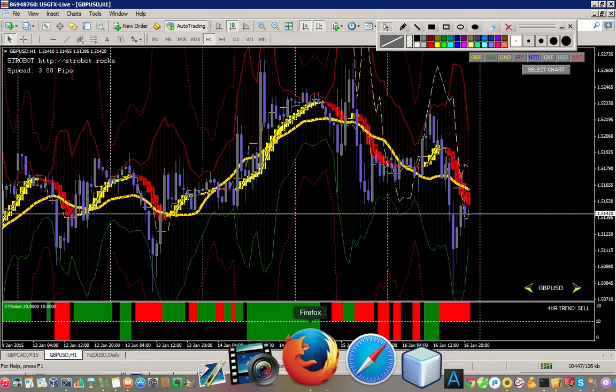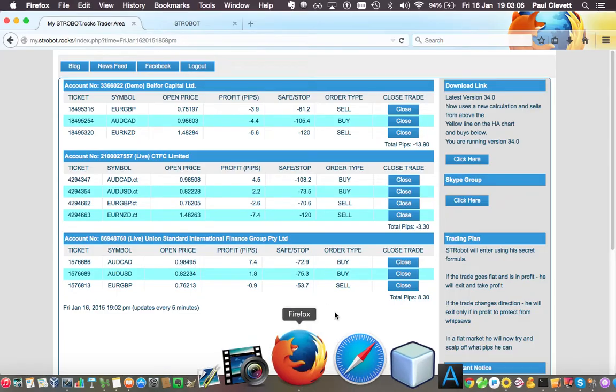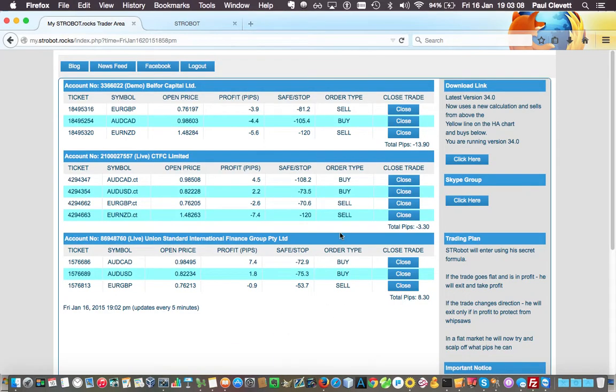Now another thing that we have is the website. This is the Traders Portal, and you can see I've got 4 trades on this account, 3 trades on this account, 3 trades on this account. You can see they're all very small because it's Friday. They've just gone on there. But you can do this. You can actually close the trade remotely. I'm not going to do that right now because these are live trades.